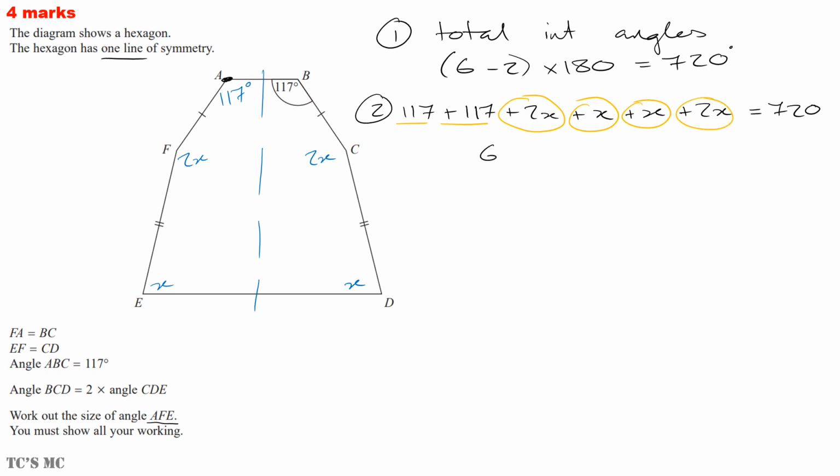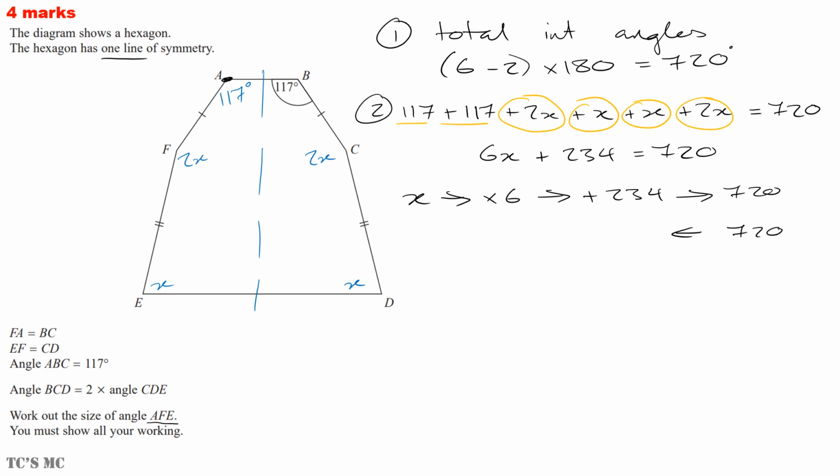Now we have 6x add 234 is equal to 720. We still only have 2 marks. To solve, I'm going to use the flowchart method. So x multiplied by 6, then add 234 gives us 720. To go backwards, we need to do the inverse, subtract 234 and divide by 6. That gets us our third mark. x is equal to 81.